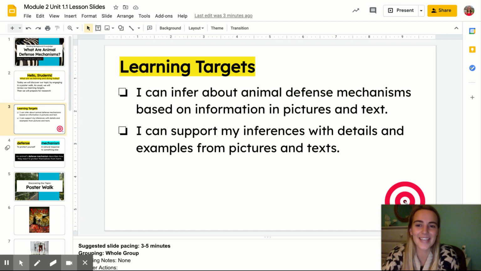So our learning targets: I can infer about animal defense mechanisms based on information in pictures and texts. I can support my inferences with details and examples from pictures and texts. So what does defense mechanism even mean? What in the world does that word mean?